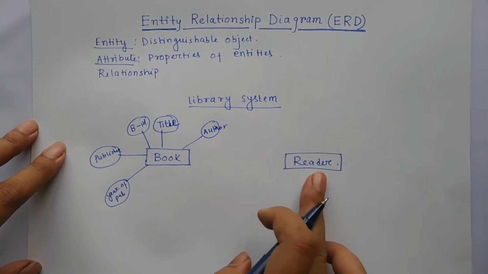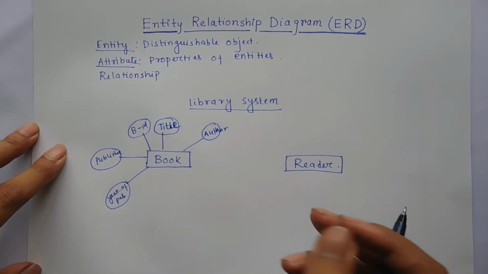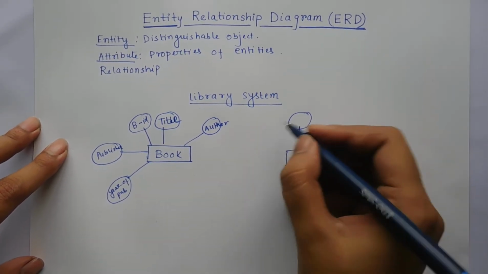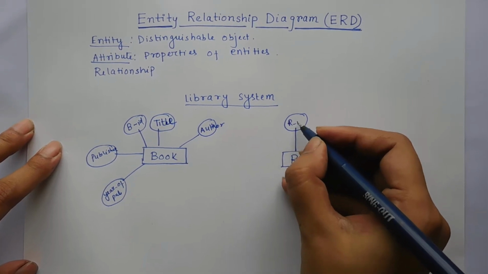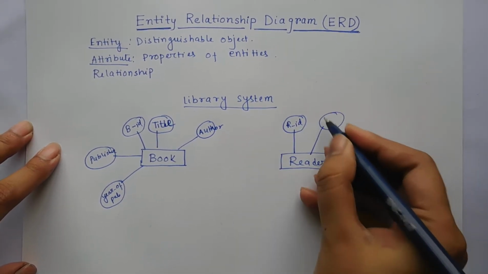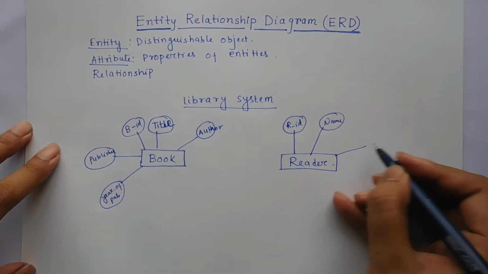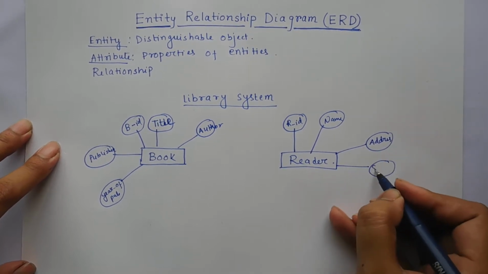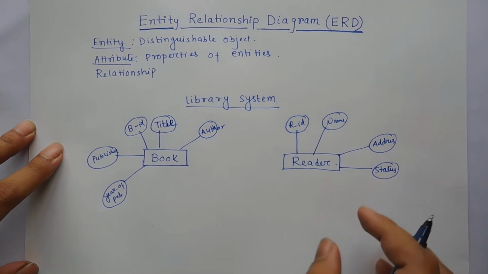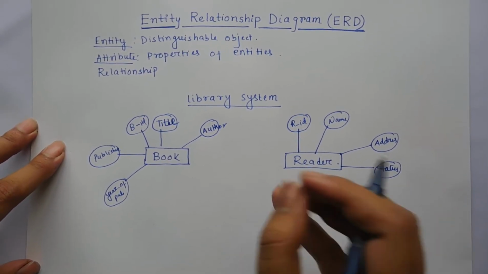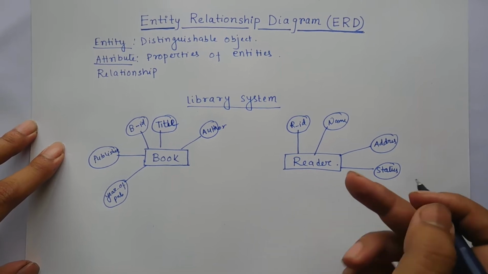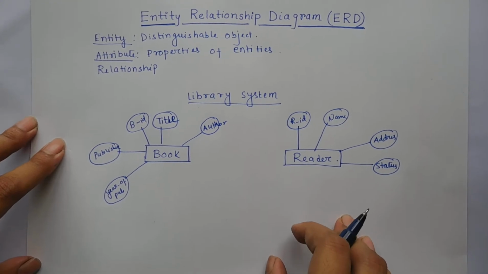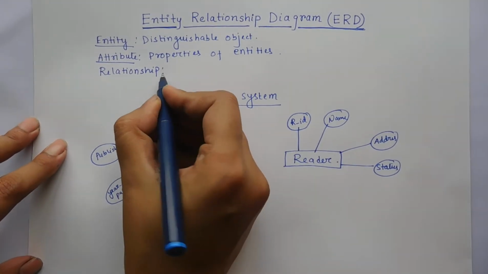Now the another entity is reader. Find the attributes of the reader. Reader ID, or you can say the card number or library card number. Then reader name, address, then status. What is status? If we consider it as a college library system, status means if the reader is a teacher or a staff or a student.